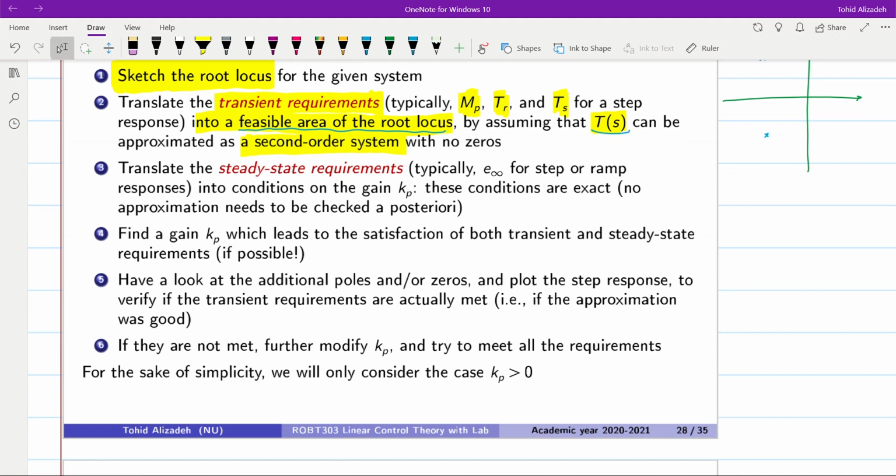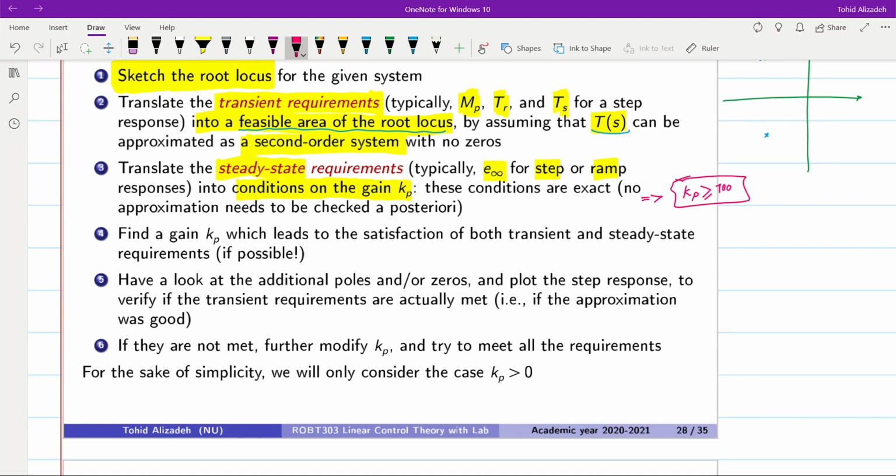We also need to translate the steady state requirements. The steady state requirements are typically in the form of steady state error for step, ramp, or parabola responses. And we need to translate these steady state requirements into conditions on the gain KP. Over here, we will have some exact conditions. For example, after translating the steady state requirement into a condition on the gain KP, we may end up with an expression like KP should be bigger than or equal to 100.